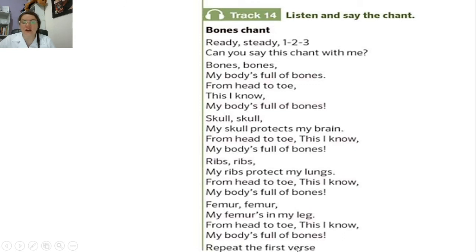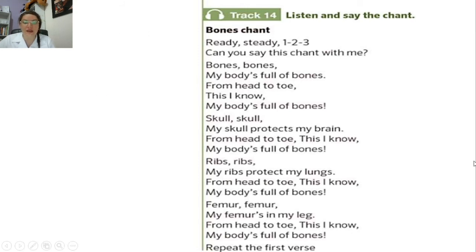Repeat the first verse. Repita o first verse. O primeiro verso. Qual é o primeiro verso? Bones. Bones. My body is full of bones. From head to toe. This I know. My body is full of bones. Okay, that's it. Did you like the song? Great. I love it. Ok?